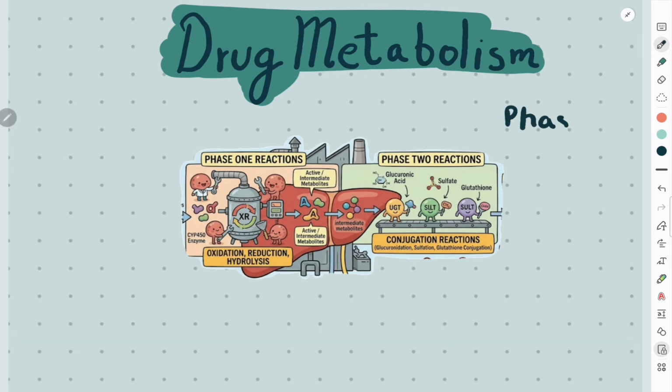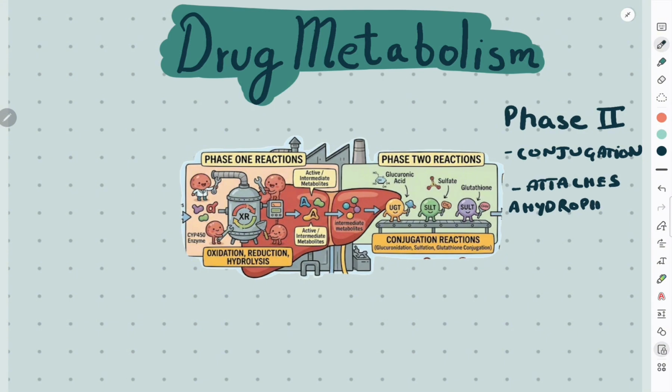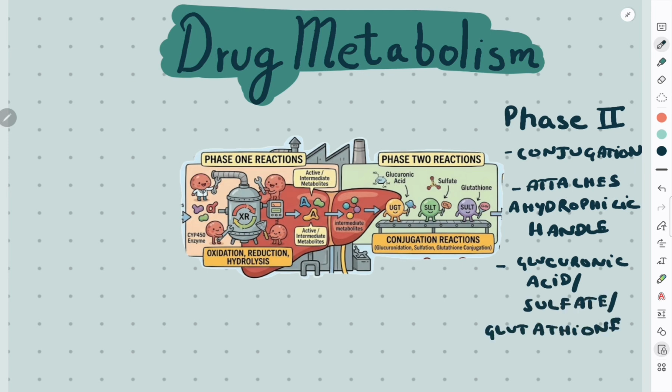To neutralize these risks and finish the job, the body relies on phase 2, which is the conjugation phase. Think of phase 2 as a heavy duty disposal truck. It takes the polar handle created in phase 1 and physically attaches or conjugates a large water soluble molecule to it, such as glucuronic acid, sulfate, or glutathione.